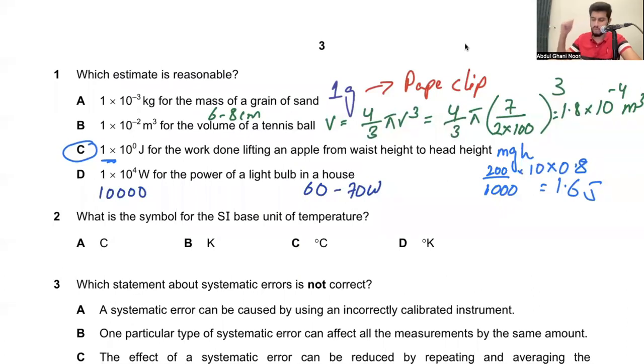Or even if you use the older filament bulbs, then I believe they have a maximum power of around 100 watts, 110 watts. So a reasonable estimate is C, the work done in lifting the apple.